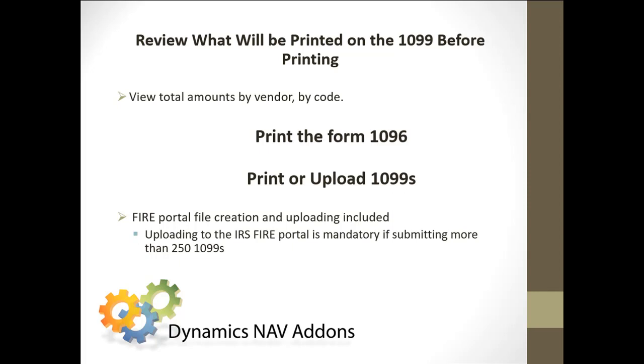The 1099 Toolkit allows you to either print the 1099s or create the file necessary to upload for electronic filing, which is mandatory if you're submitting 250 or more 1099s, and is optional if you're submitting fewer than 250 1099s. All in all, the 1099 Toolkit allows you to view what you're going to be printing and sending before you actually do it.